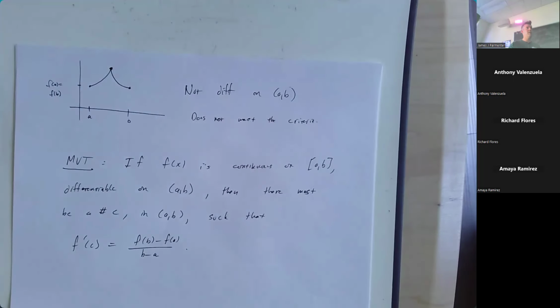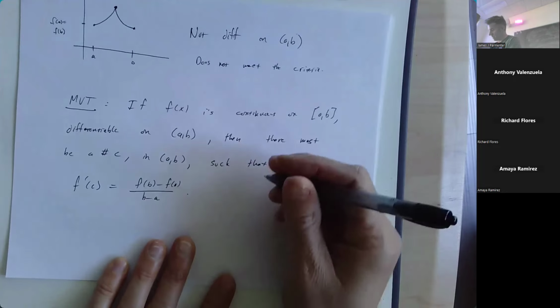The geometric interpretation here is that for any continuous differentiable function on an interval, there has to be some point in the interval where the slope of the tangent line is equal to the slope of the secant line connecting the endpoints. Or in other words, graphically, oh my gosh, maybe.